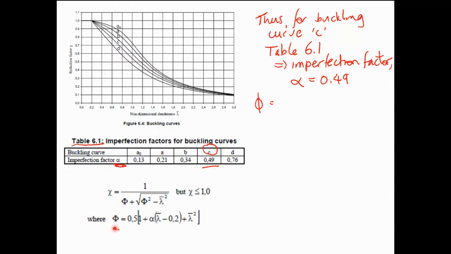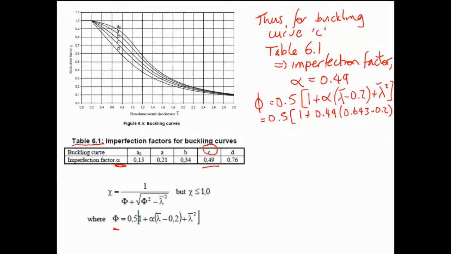Yeah, we got that. Now what we're starting to do is look at what the phi value is, which is 0.5 into 1 plus alpha, normalized slenderness value minus 0.2, plus normalized slenderness value squared. So we can work that out. So it's equal to 0.5 into 1 plus 0.49 into the normalized slenderness value, which is 0.643, minus 0.2, plus 0.643 squared, equals. I'll just calculate that.